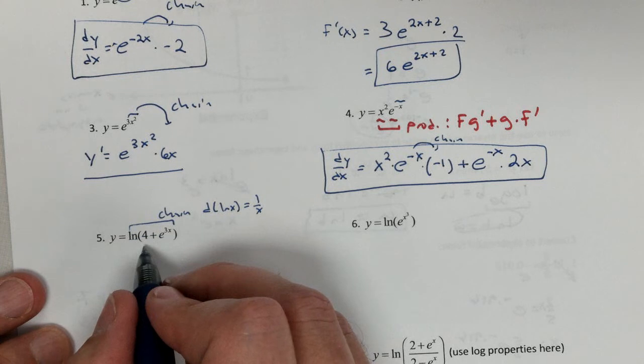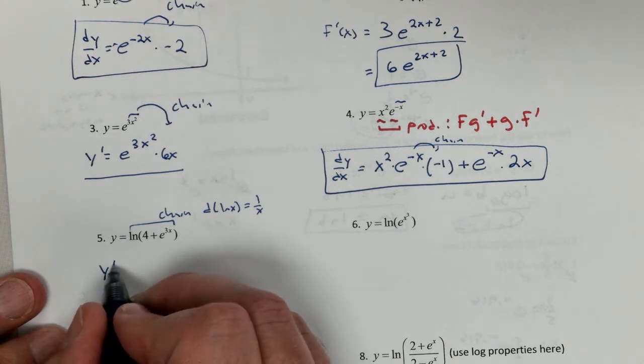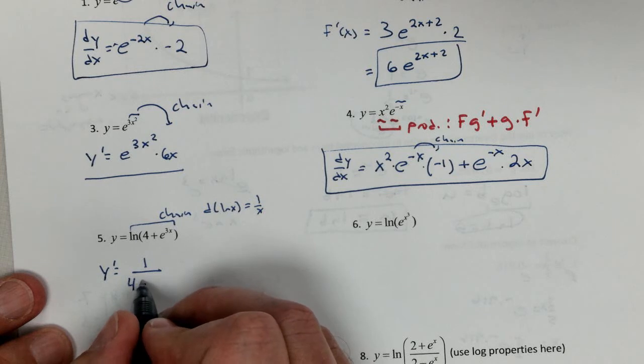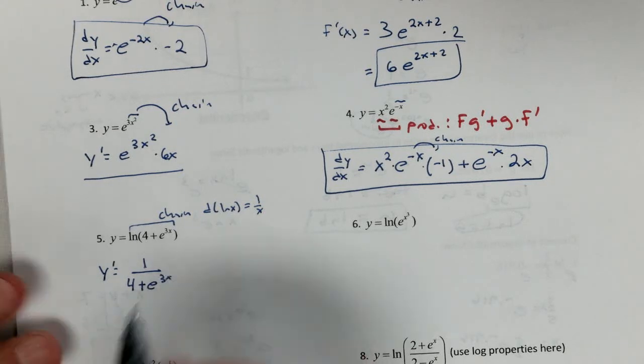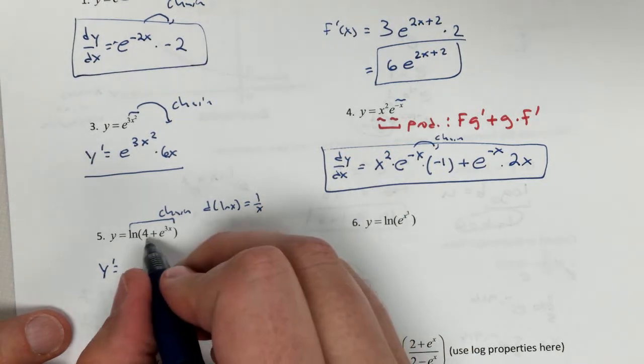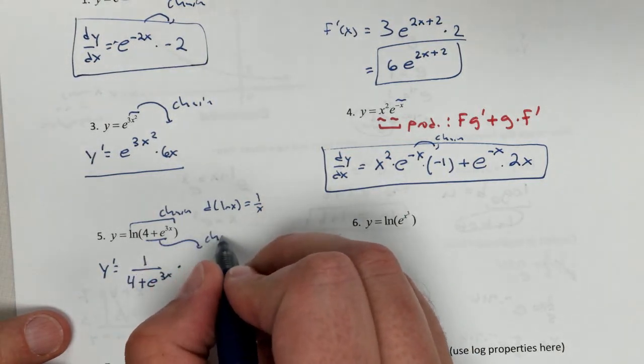So when I take the derivative here, we are going to get 1 over this entire inside, 4 plus e to the 3x. We just leave the inside alone. It's our chain rule, right? Multiply that by the derivative of the inside. This is that chain part.